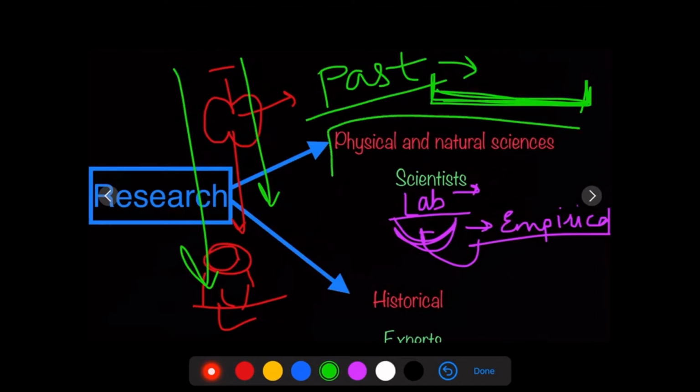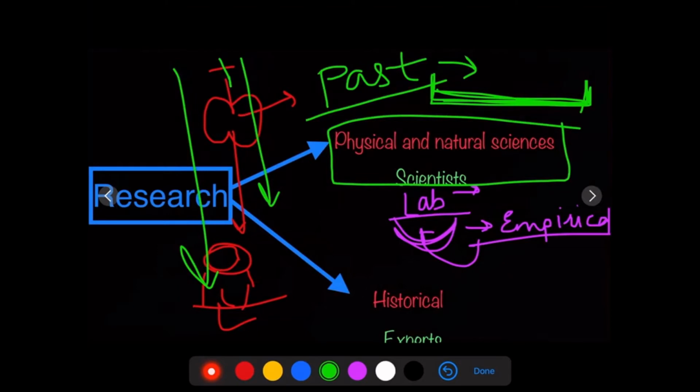So this happens in the physical and natural sciences. This method allows formulating laws. We can form laws that remain true irrespective of time and space. So past, present and future, it will remain true. Those laws can be tested and proved repeatedly.